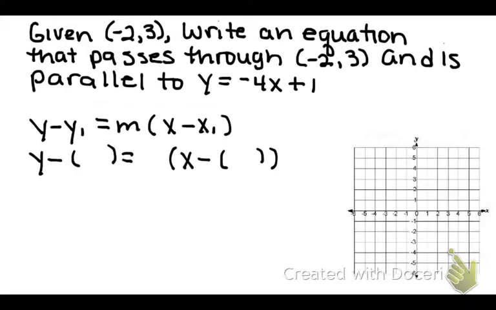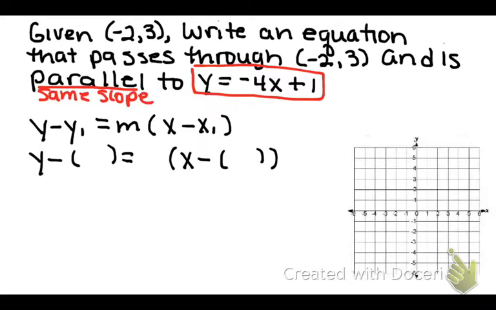Finally, you may be asked to write equations of two lines that would be parallel or perpendicular. And we're going to start off with parallel. So given negative 2, 3, write an equation that passes through negative 2, 3 and is parallel to y equals negative 4x plus 1. And you must remember that parallel lines have the same slope. So we're just going to start subbing in our values. So we have x and y.